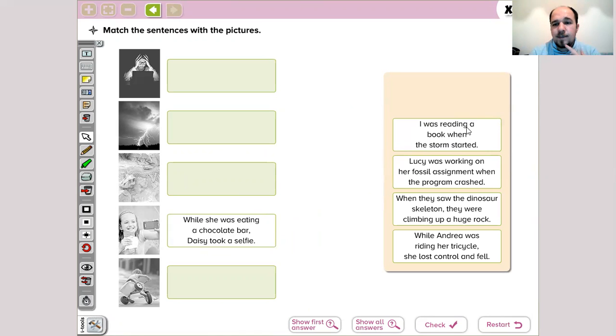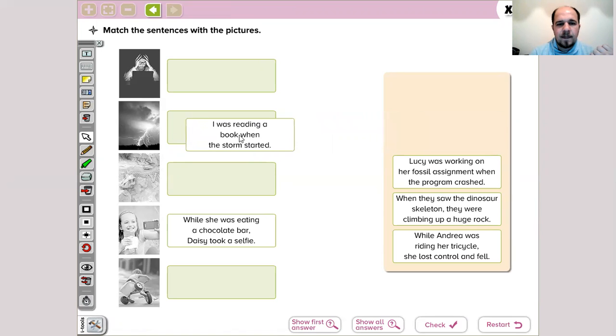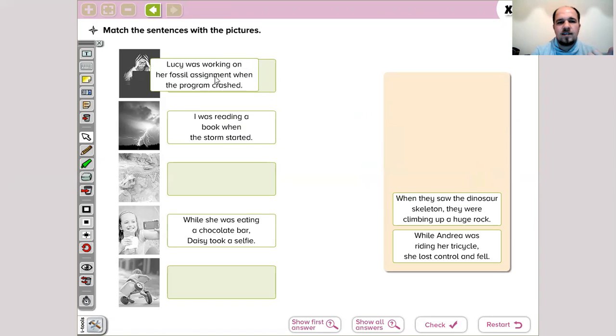What about next? I was reading a book when the storm started. There's no one reading a book, but there is a storm here. We can see the storm in that picture. Here we go. And let's see the other sentence. Lucy was working on her fossil assignment when the program crashed. We should find a picture about working on an assignment or a program crash. There is no one working, but this kid, Lucy, was working on her fossil assignment, but the program crashed, and she looks sad. She looks worried. So we can match this sentence to that picture.